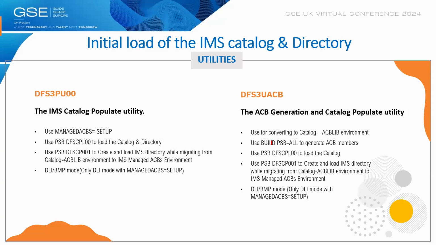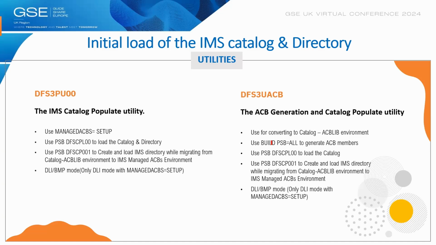The ACB generation utility is the same. The only difference is that it takes the input for the generation of the ACBs, like the PSBs and the DBDs. It generates the ACB library, and then it also updates the catalog and the directory in the same step. It can also use the same PSBs depending on the scenarios that we talked about earlier. However, it also requires the system parameter for the ACB generation.